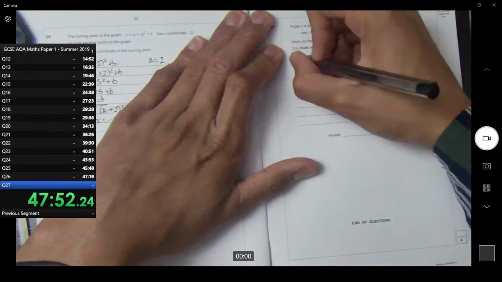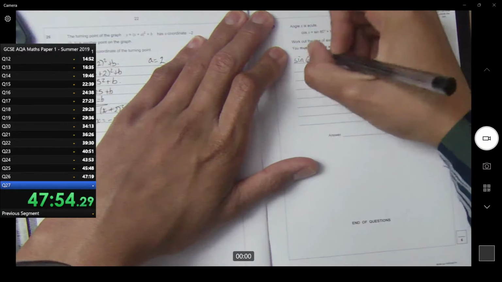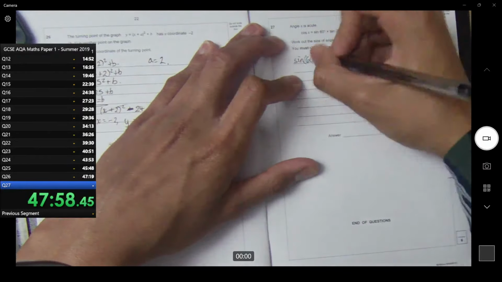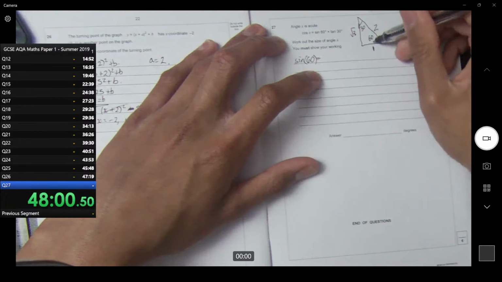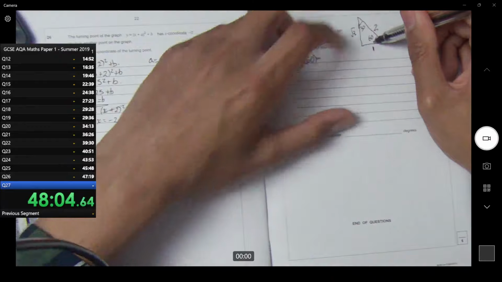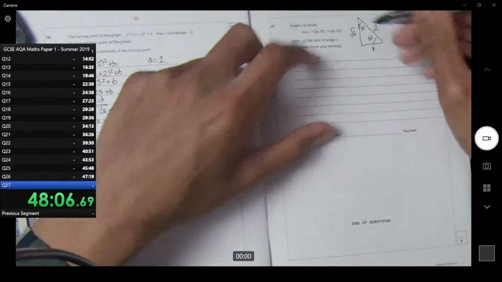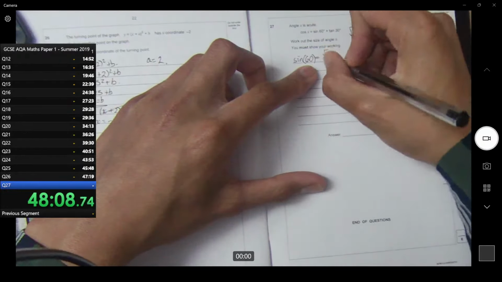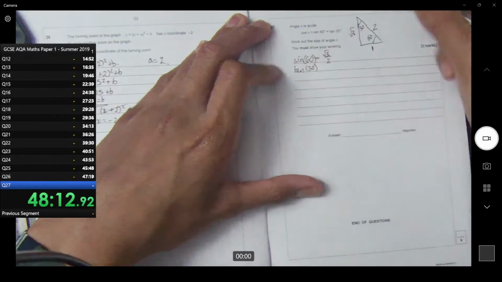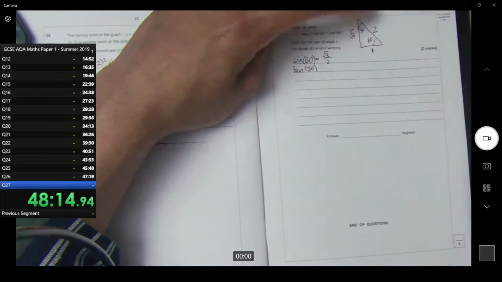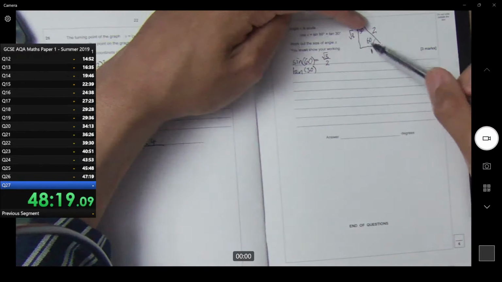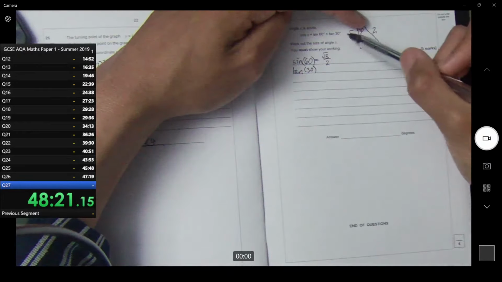So we need to find sine 60 first. So if we take the angle 60 here, this will be the opposite divided by the hypotenuse. So that's going to be root 3 divided by 2. Then tan 30. So if we take a look at angle 30 here, we cover that up. Tan is going to be our opposite divided by adjacent, so 1 divided by root 3.